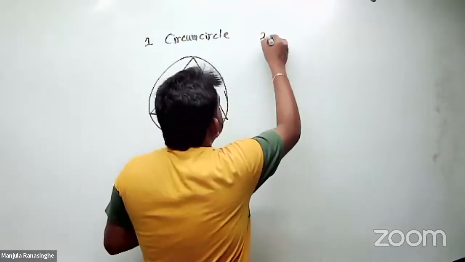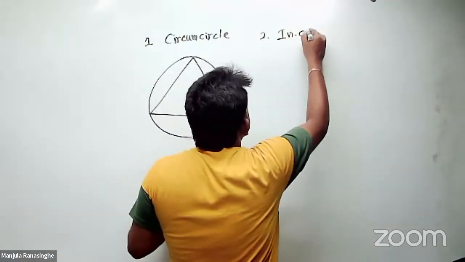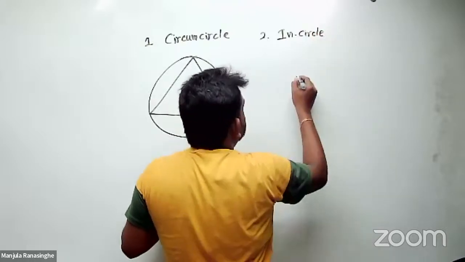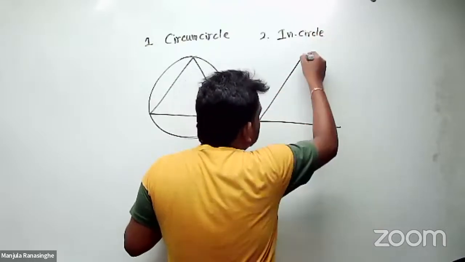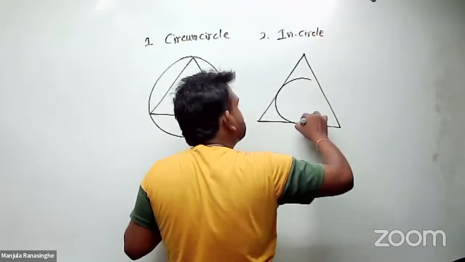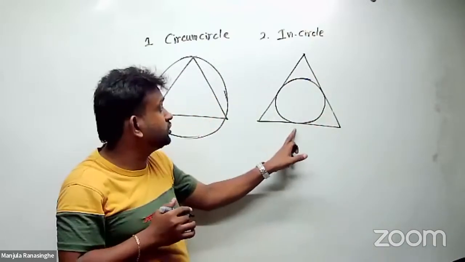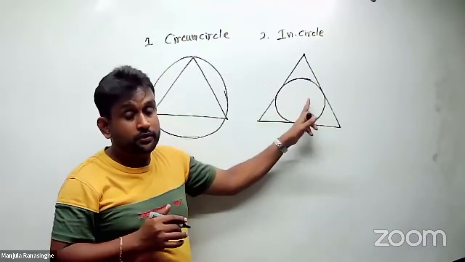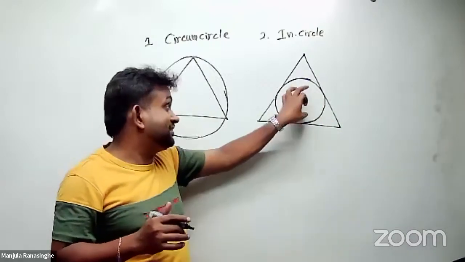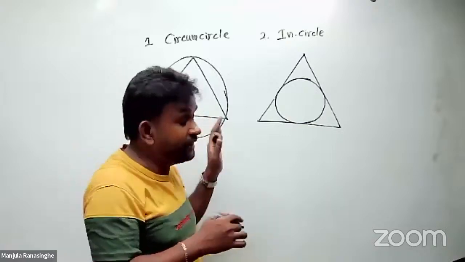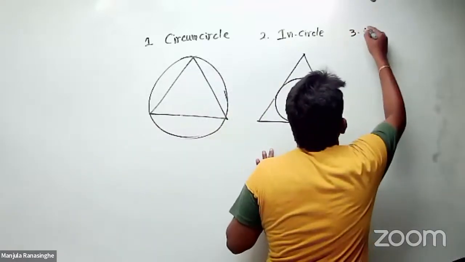Then we can see the incircle. Incircle means the circle passes inside the triangle, touching the three sides respectively. So this is the incircle, this is the circumcircle, and the third one is the excircle.